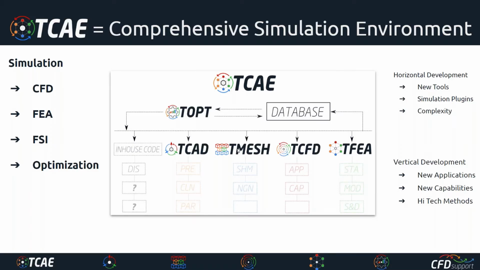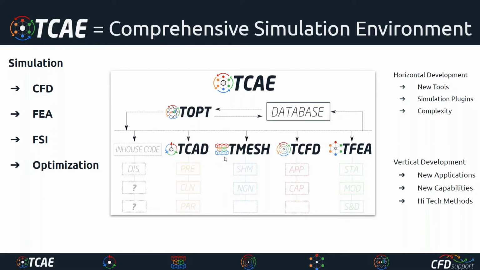Well, what's important to say, TCAE is not just one binary code. It's a system. It consists of software pieces, software modules. We call them modules, and they can be combined according to the project needs. So you do not need to use everything. You can just pick one or two or whatever fits your project, and you can use it. That's a big benefit of TCAE. It definitely deals with CFD, FEA, FSI, and optimization.